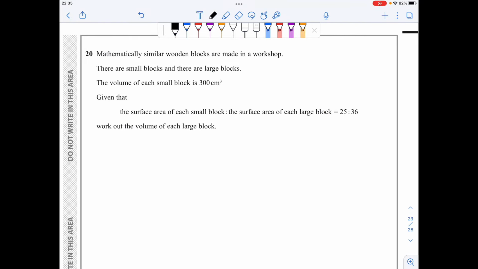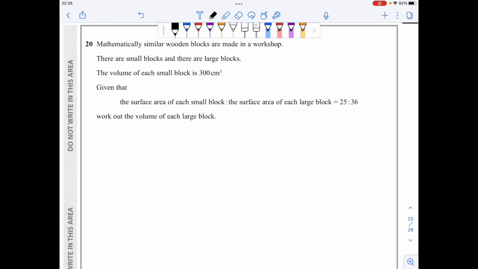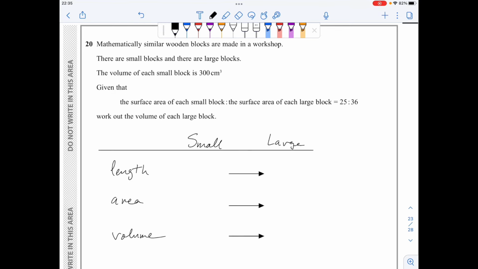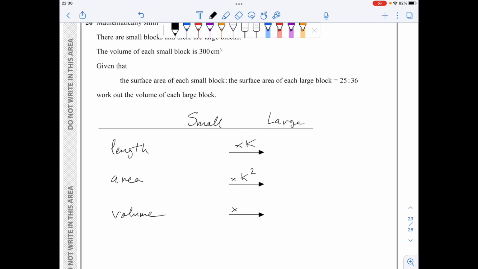Question 20 involves volumes and areas of similar shapes. So whenever I have this type of question, I like to create the following table. Now, if the scale factor for the length is k, then the scale factor for the area is k squared, and the scale factor for the volume is k to the power of 3. Now we're given that the ratio of the surface areas is 25 to 36, so let's assume the small is 25 and the large one is 36.